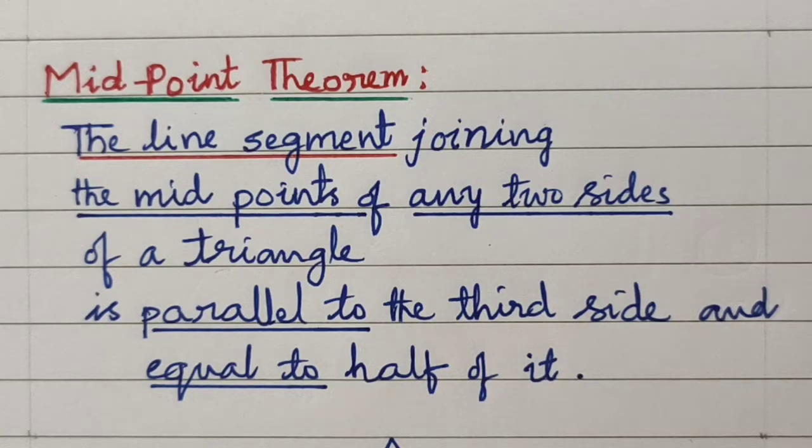Midpoint theorem. The line segment joining the midpoints of any two sides of a triangle is parallel to the third side and is equal to half of that third side.